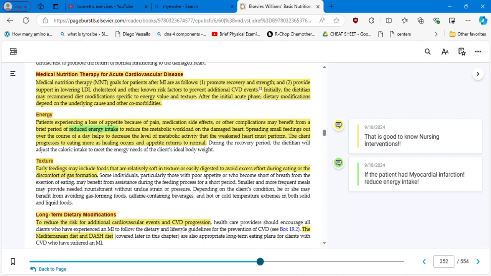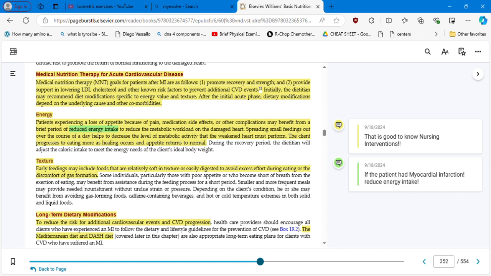Medical nutrition therapy for acute cardiovascular disease. The goal for patients with MI is as follows. Number 1, promote recovery and strength. Number 2, provide support in lowering LDL, because that bad cholesterol is the one that causes the MI. Number 3, where's number 3? No more number 3. Okay. Initially, the diet may recommend diet modification specific to energy value and texture.